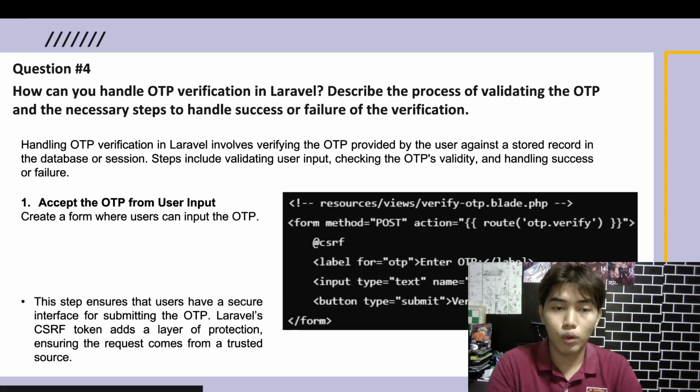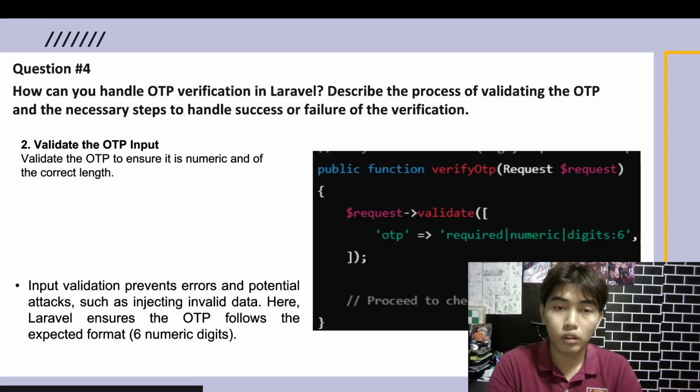The first one is to accept the OTP from user input. This step ensures that users have a secure interface for submitting the OTP. Laravel's CSRF token adds a layer of protection, ensuring the request comes from a trusted source. Second is to validate the OTP input. Input validation prevents errors and potential attacks, such as injecting invalid data. Here, Laravel ensures the OTP follows the expected format, which is 6 numeric digits.